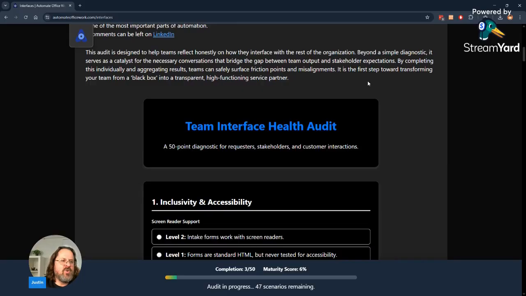It's the first step toward transforming your team from a black box into a transparent, high functioning service partner. Okay, I think that essentially sums it up, how to use this tool. So you can gauge where you're at.